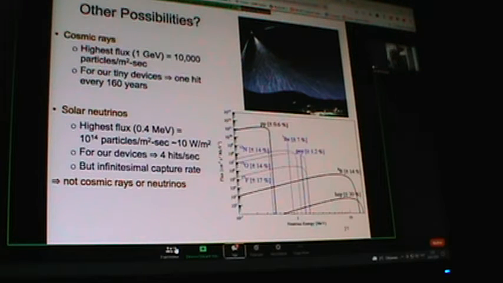The neutrino flux is greater. However, the absorption cross-section for neutrinos is extremely small. It's very unlikely that we could capture them because we can't even get them to be captured going all the way through the Earth, never mind in a very thin subelectron device. So it's not due to neutrinos or cosmic rays. Okay, so that's the results.